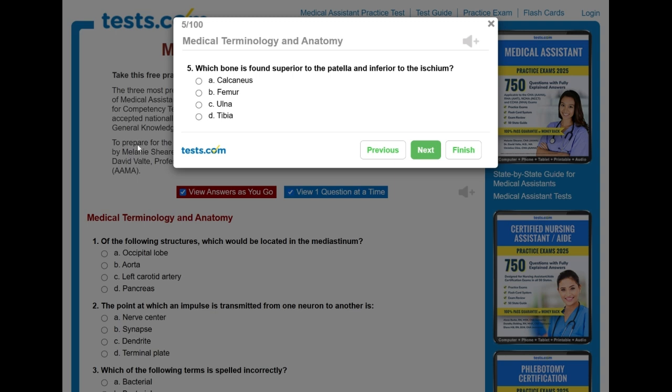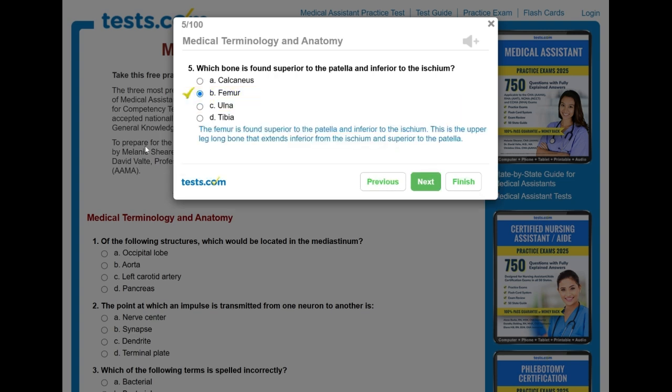Question 5. Which bone is found superior to the patella and inferior to the ischium? A. Calcaneus. B. Femur. C. Ulna. D. Tibia. B. Femur. The femur is found superior to the patella and inferior to the ischium. This is the upper leg long bone that extends inferior from the ischium and superior to the patella.